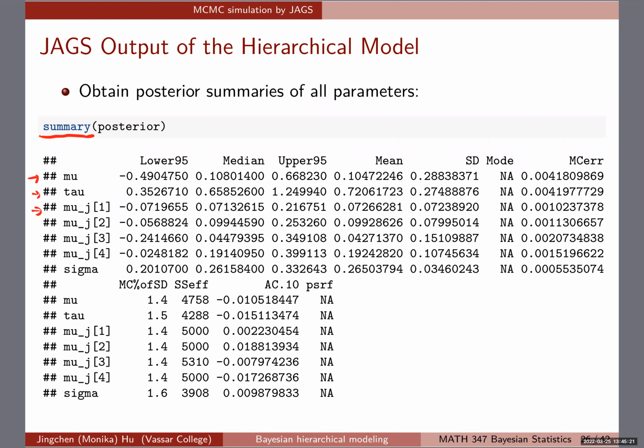Okay, so if you remember, we tracked mu, we tracked tau, and we tracked mu j. There are 4 different mu j's, one mu j for a particular group, and then we also have a final sigma. So that's why you have 7 rows in total. For each of them, as we know, they give you the middle 90% credible interval, the median of that parameter, the mean, the standard deviation, et cetera.